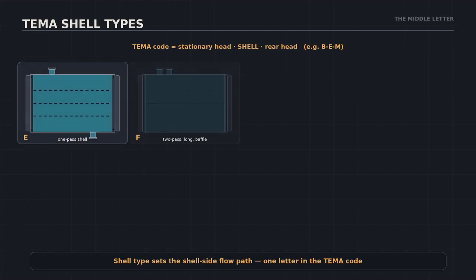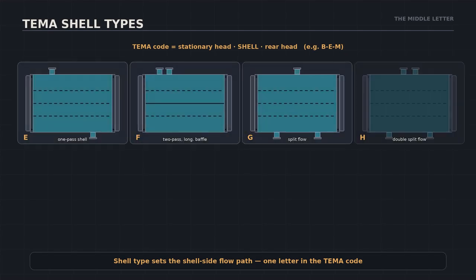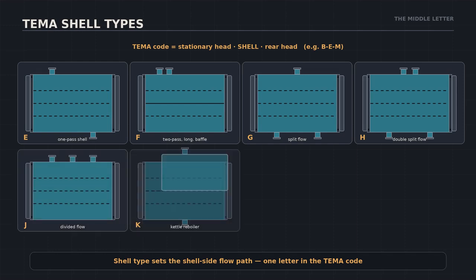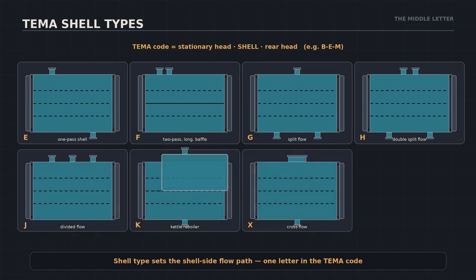Shell and tube exchangers are specified by a 3-letter TEMA code: stationary head, shell, rear head. The middle letter, the shell, sets the shell side flow path. E, 1 pass, in one end and out the other. F, 2 pass, with a longitudinal baffle. G, split flow, in at the center, out at both ends.